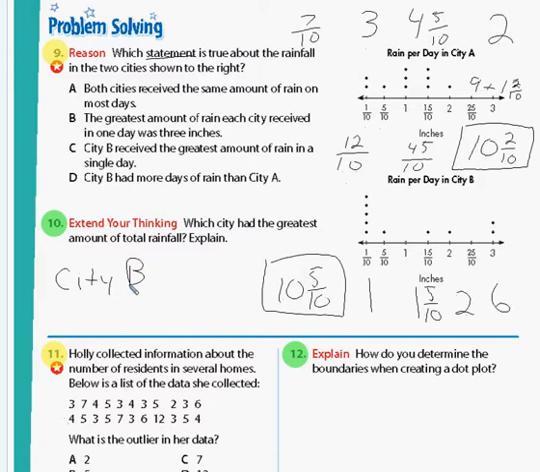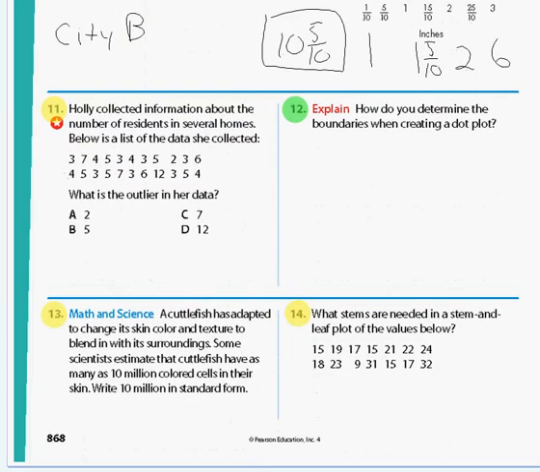Okay. Question number 11. Holly collected information about the number of residents in several homes. Below is a list of the data she collected. Okay, what you need to find out is what is the outlier in this data. Question number 12. Okay, we'll work this one together.